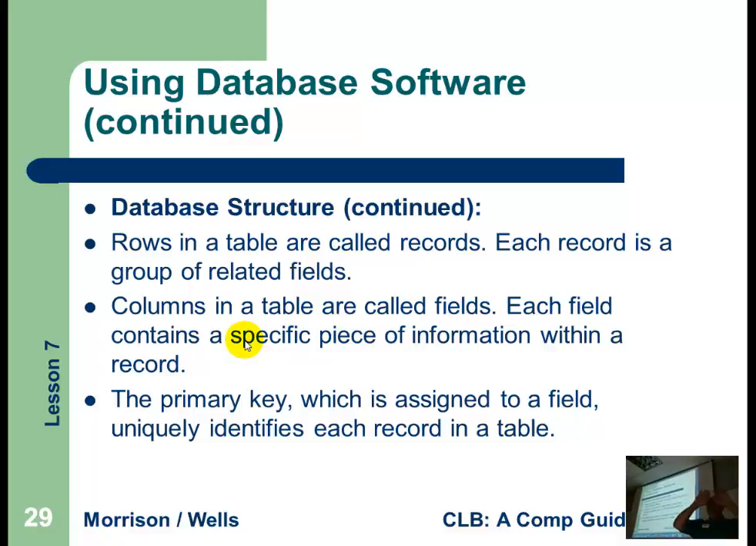Rows are called records, and they're tied together. So rows of information are records, and each record is a group of related fields, and those fields can be text, they can be numbers, you know. All right? So a piece of information within each record.